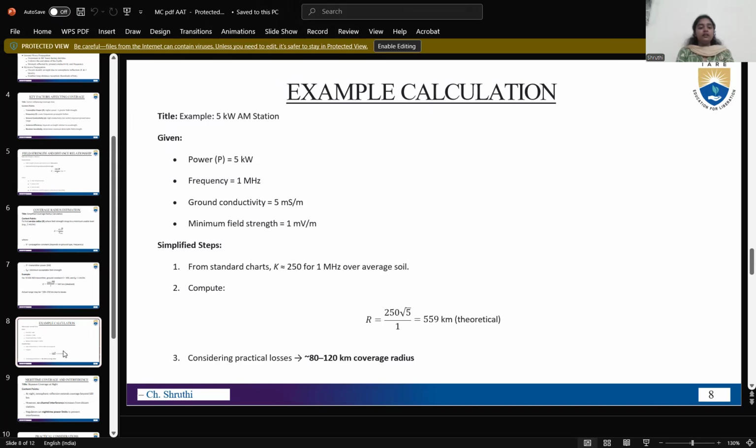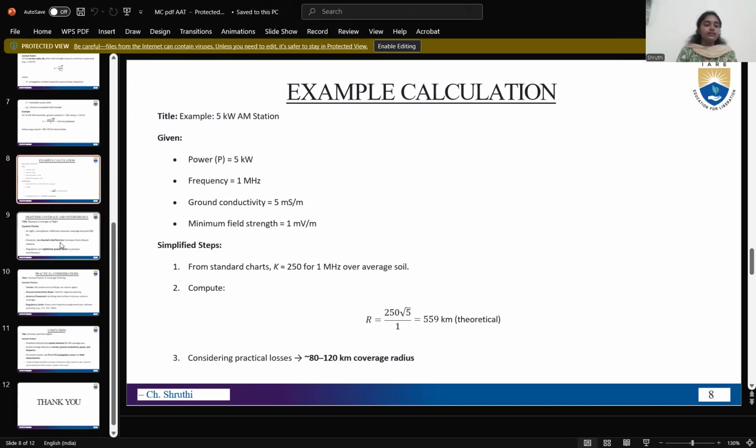The steps: standard choice K equals 250 for 1 megahertz over average soil. Compute the service radius R equals K into root P by E minimum, where K equals 250 and root P is root 5 by 1, which equals 559 kilometers. Considering practical losses, it's up to 80 to 120 kilometers coverage radius.